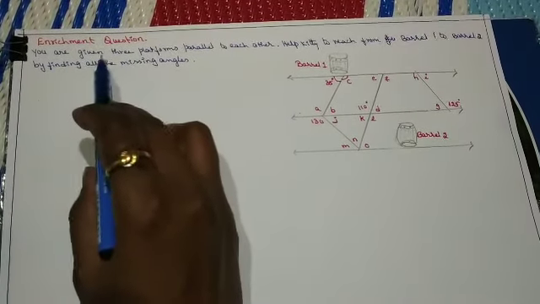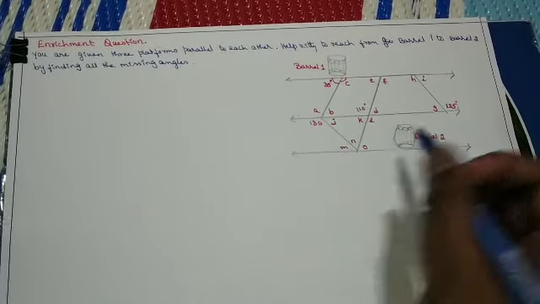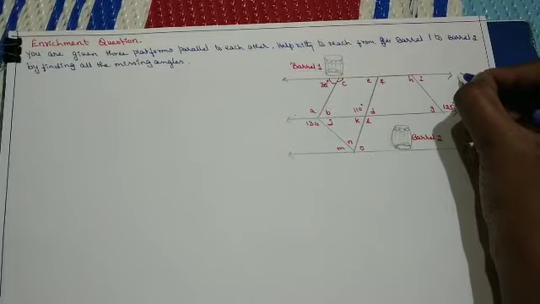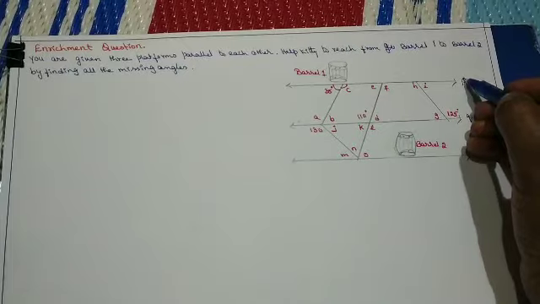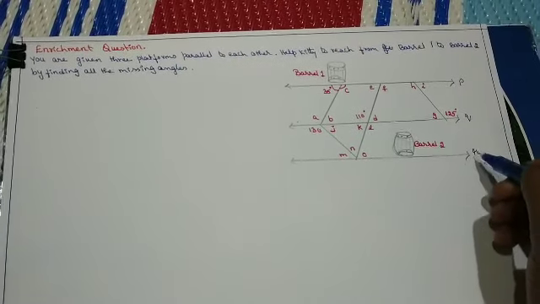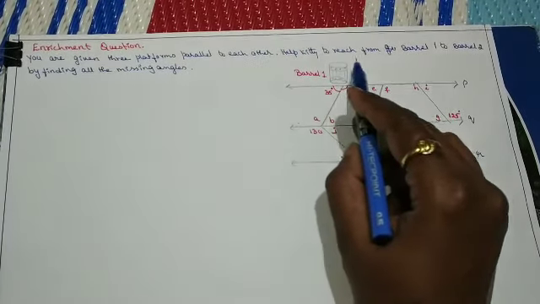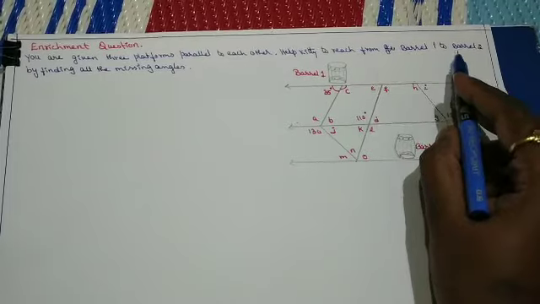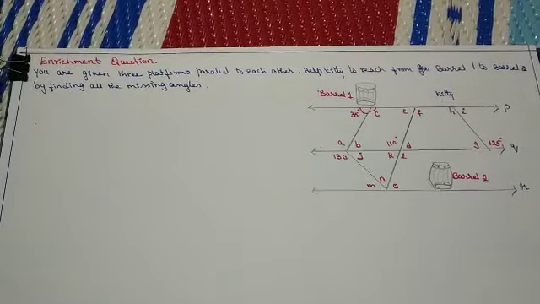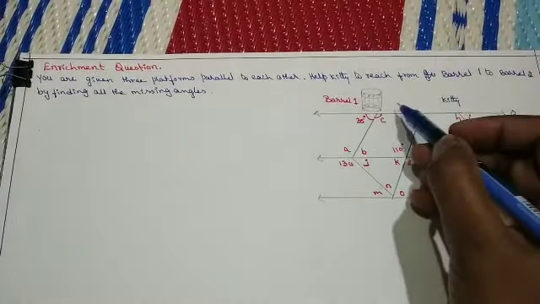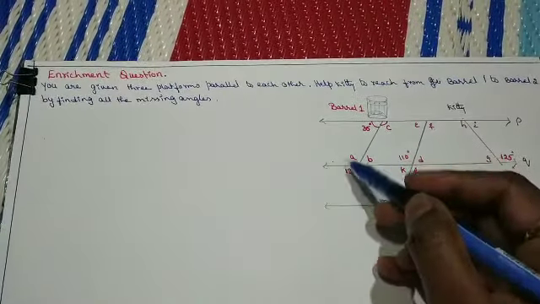You are given 3 platforms parallel to each other. So these are the 3 platforms. Let me name them P, Q, R. That is, line P is parallel to Q and parallel to R. The 3 platforms parallel to each other help Kitty to reach from barrel 1 to barrel 2 by finding all the missing angles. So Kitty is staying here and we need to help Kitty move from barrel 1 to barrel 2 by finding all the missing angles.